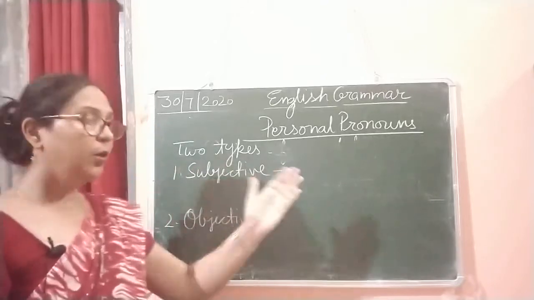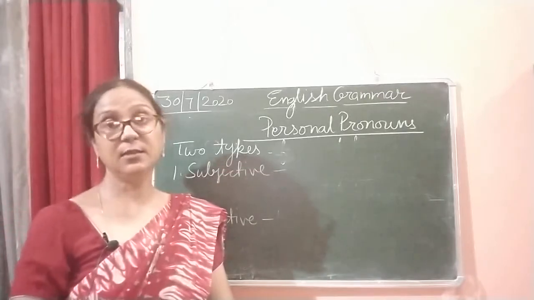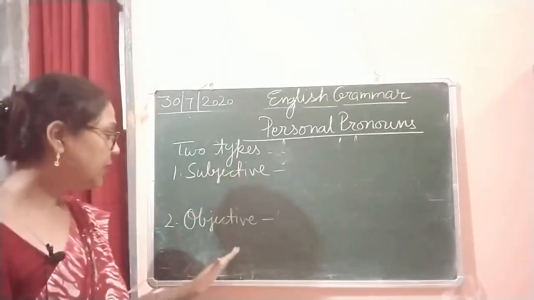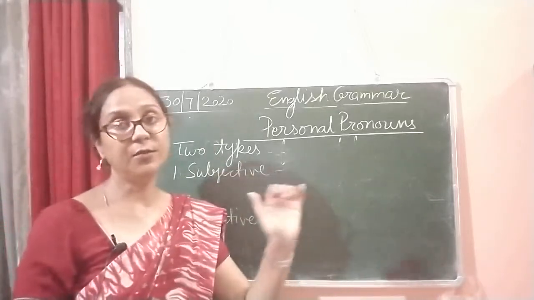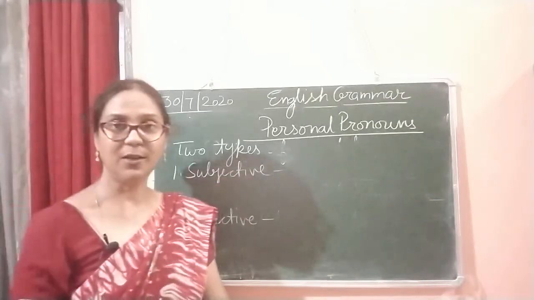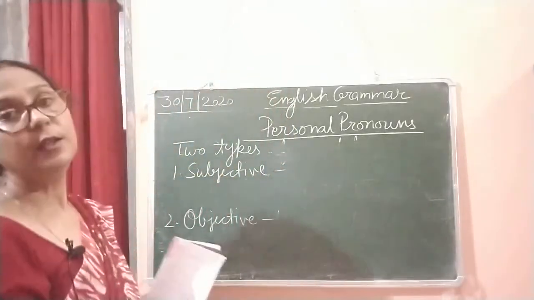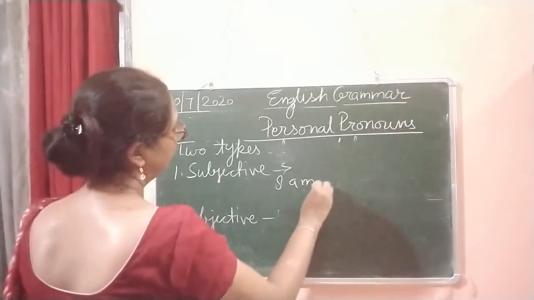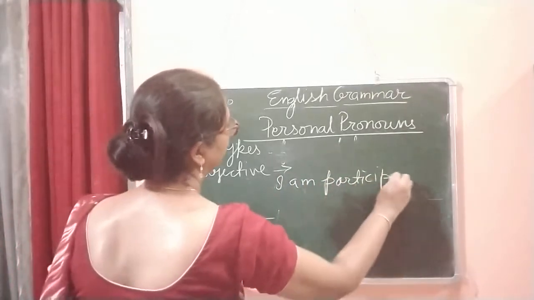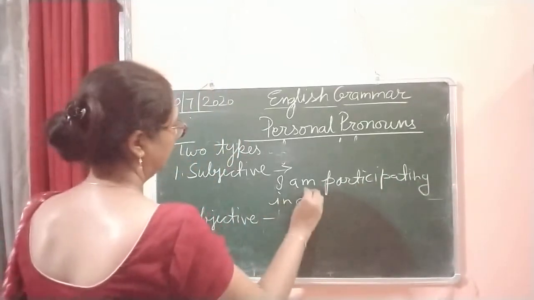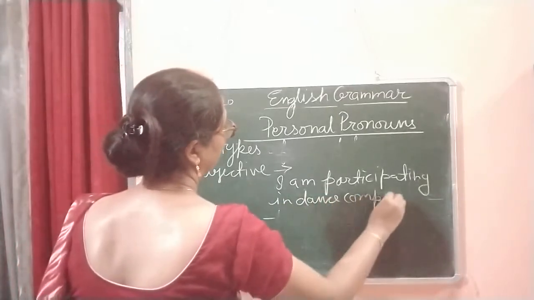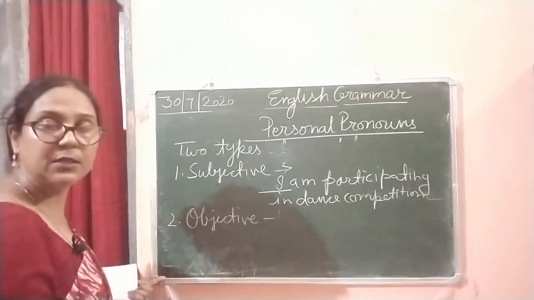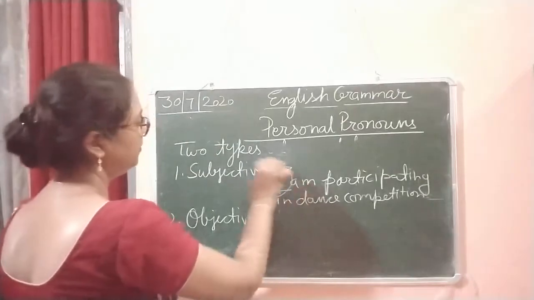Now, what are subjective pronouns? If the pronoun is used as the subject of a sentence. And if the pronoun is used as the object of the sentence, that time we call it objective personal pronoun. Now let's look at some examples. If I tell you, "I am participating in dance competition," here you can see "I" is used as the subject of this sentence. So this is called subjective personal pronoun.